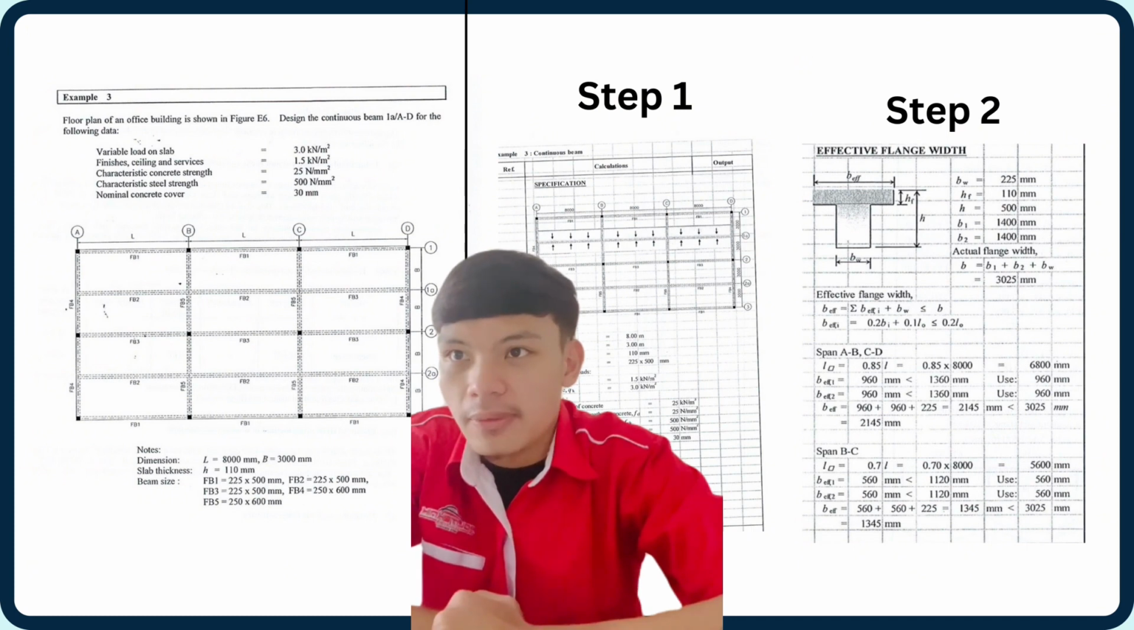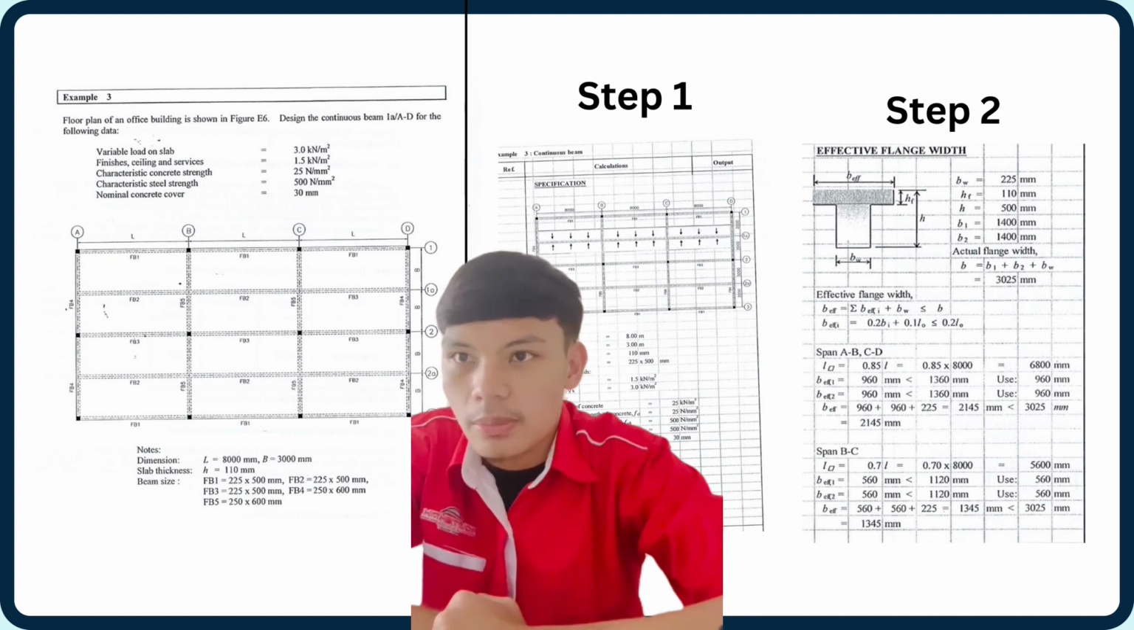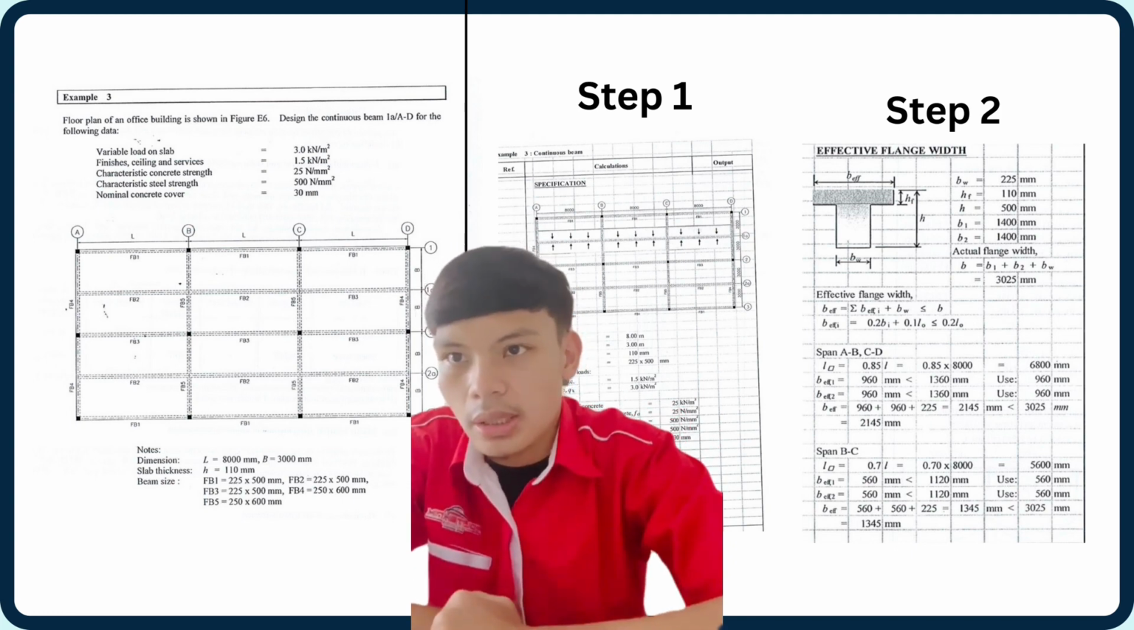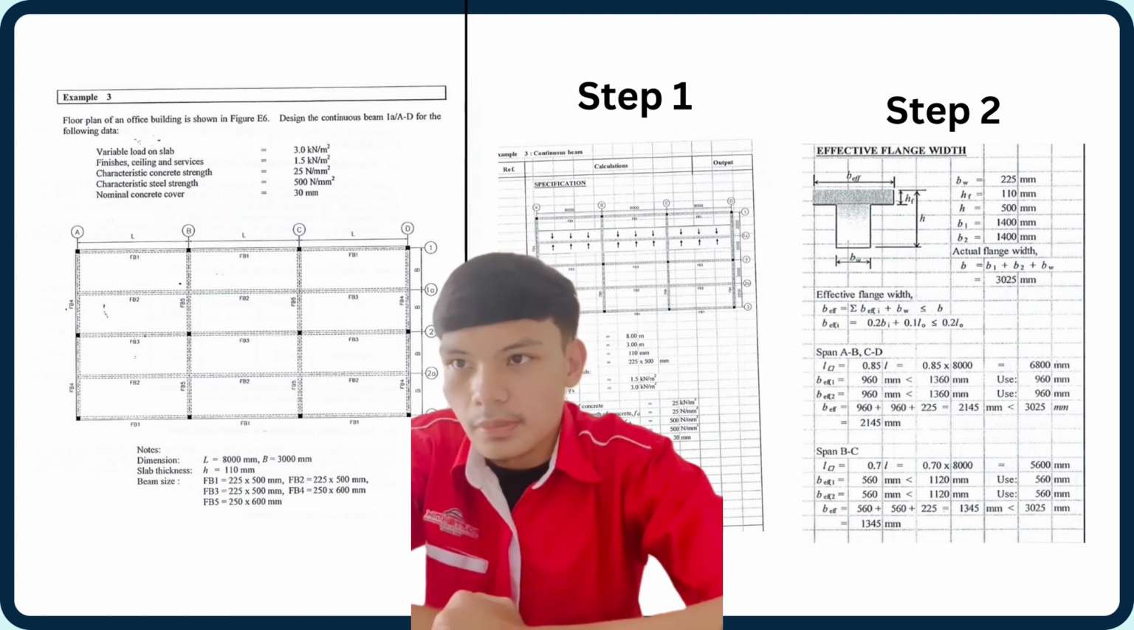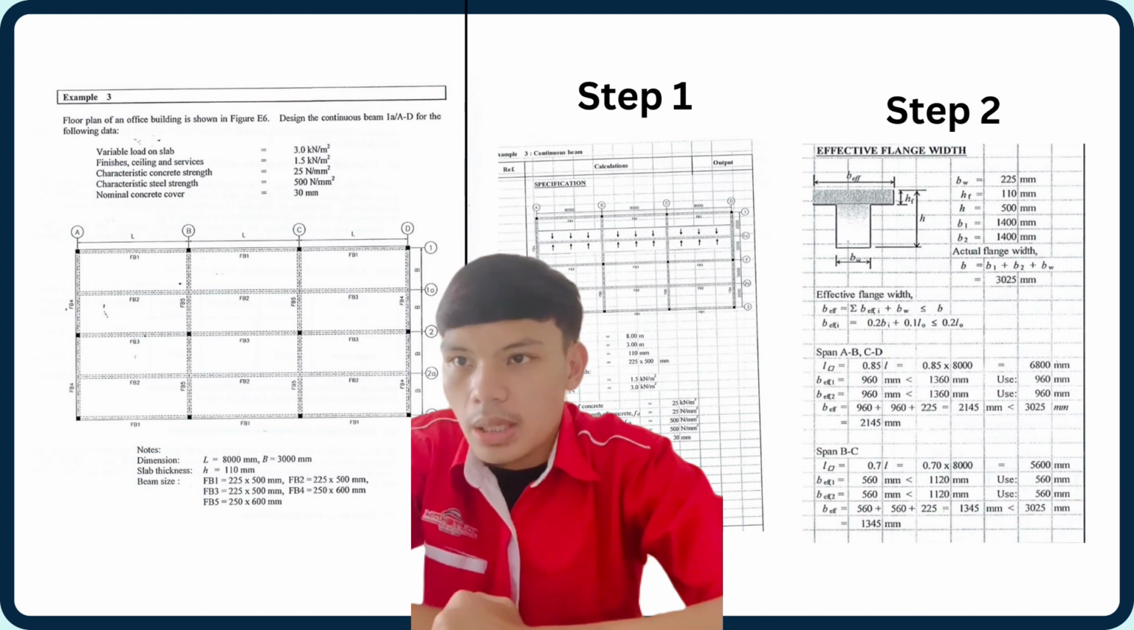Okay, next is effective flange width. BW equal 225 mm, HF equal 110 mm, H equal 500 mm, B1 equal 1400 mm, B2 equal 1400 mm, actual flange width B equal B1 plus B2 plus BW equal 3025 mm. Effective flange width BF equal BF1 plus BF2 plus BW, not more than B. BF1 equal 0.2 B1 plus 0.1 L0, not more than 0.2 L0.